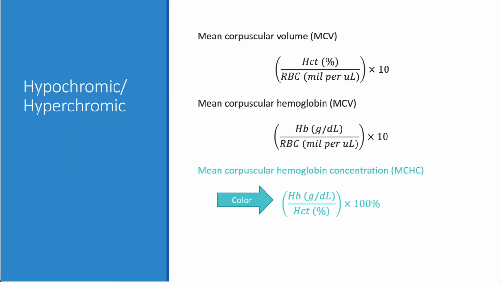Then we talk about the color of red blood cells. And the color we get from the mean corpuscular hemoglobin concentration. So the amount of hemoglobin, which is red, that is in the red blood cell is a function of the mean corpuscular hemoglobin concentration. That's what we use to measure it. And so when it's low, it's hypochromic. They look pale under the microscope. And hyperchromic is they're darker.